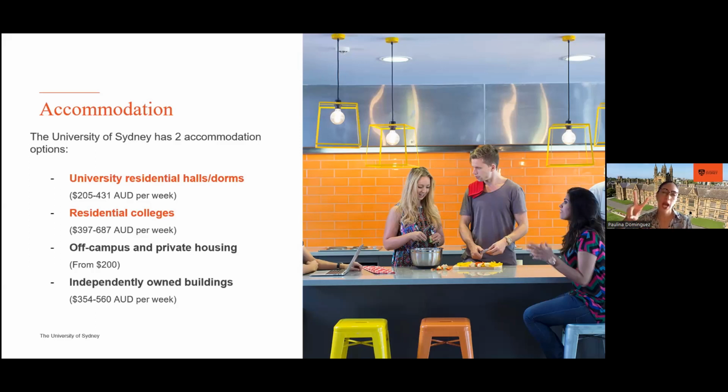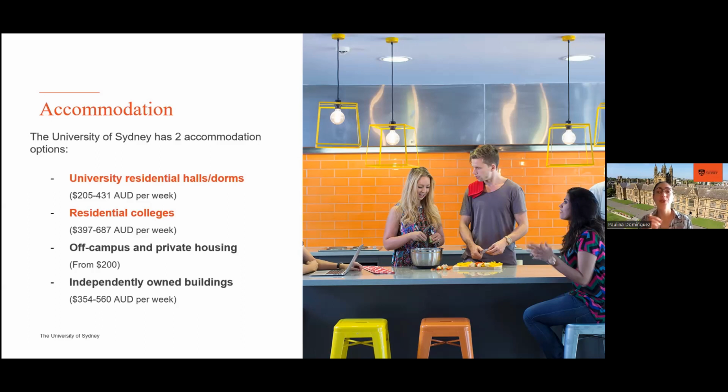And we do have 2 types of accommodation options: university residential halls or dorms. Those are roughly the prices per week. University residential halls means it's very independent, so you will have your own room, you will probably share a bathroom, and there are kitchen and study shared spaces as well. So you will have to go to the supermarket, do your grocery shopping, cook yourself, clean after yourself, and it's a little bit more independent.